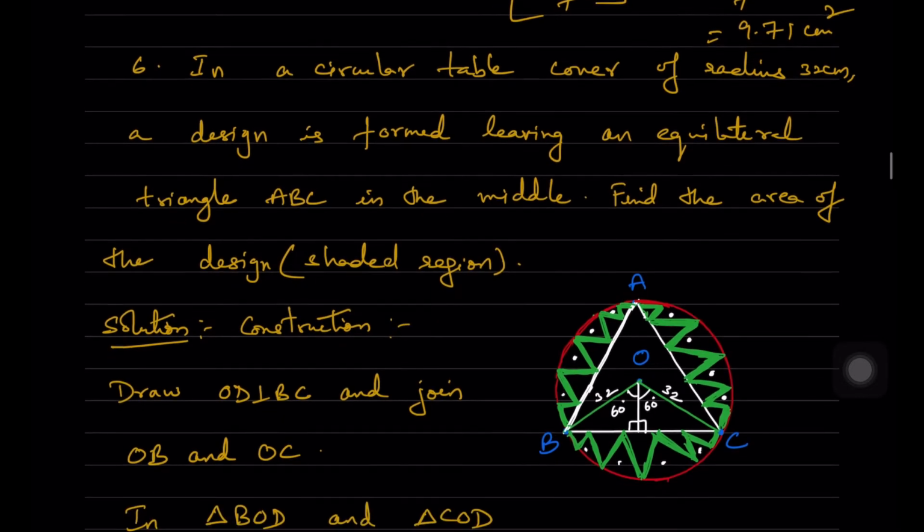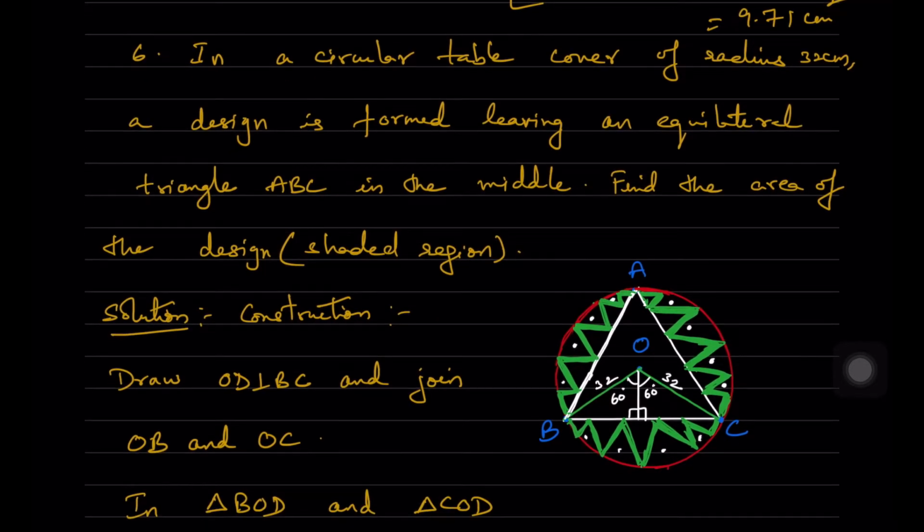So now going into the sixth one. In a circular table cover of radius 32 centimeters, a design is formed leaving an equilateral triangle ABC in the middle. Find the area of the design, that is the shaded region. So how do we find the area of the shaded region over here? Area of the circle minus area of the equilateral triangle.